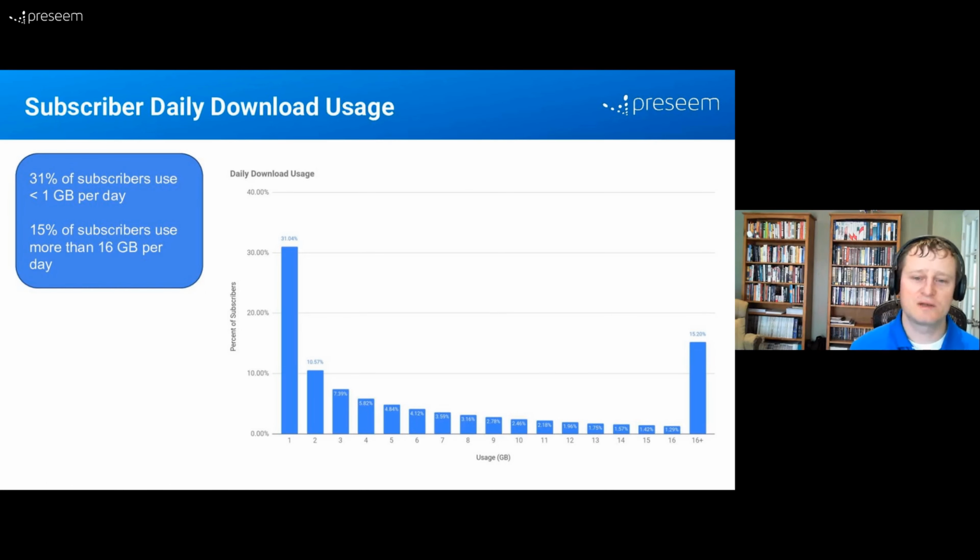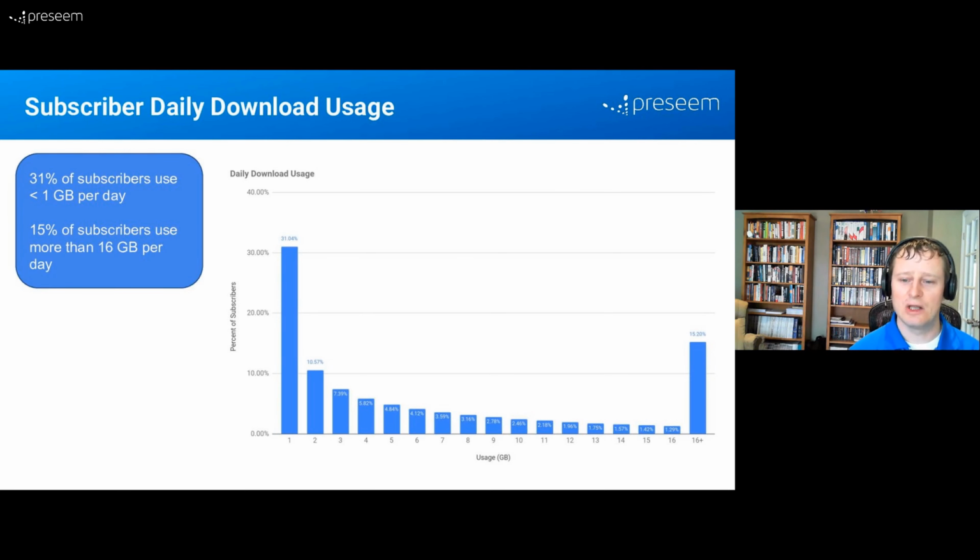So one of the first things we often get asked about is subscriber usage. So this is a view of daily download usage. The way this is calculated is you could basically think of it as treating all of the subscribers on all of our customers as one giant ISP, and then just looking at the usage of individual subscribers. And here you can see 31% of subscribers use less than 1 gigabyte per day, and 15% of subscribers use over 16 gigabytes a day. So if you take 16 times 30, you get 480 gig in a month. Or of course, if you're less than 1 gig, you get less than 30 gig a month.